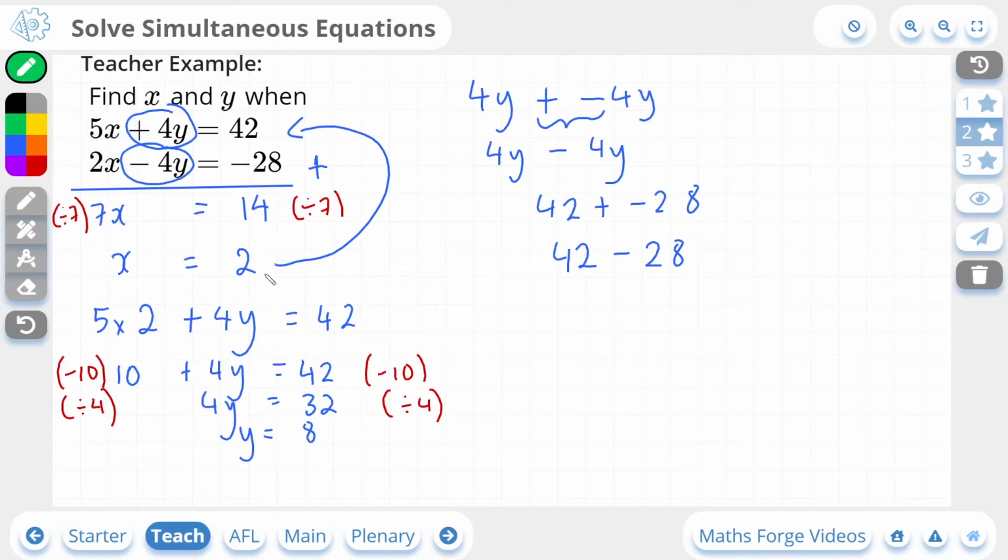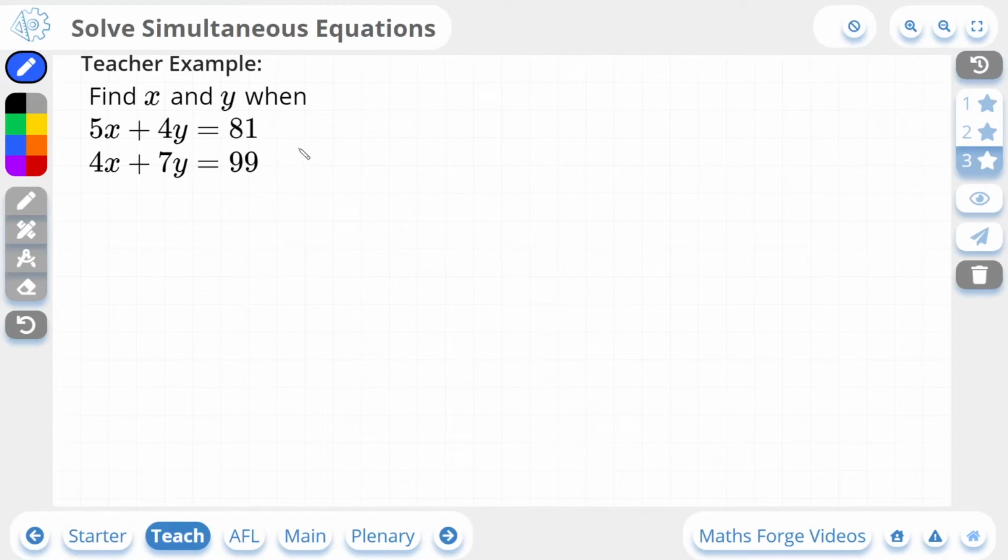And now we have our solutions. x is equal to 2 and y is equal to 8. And if we check our answer, there it is. x is equal to 2 and y is equal to 8. Now let's do a 3-star example.